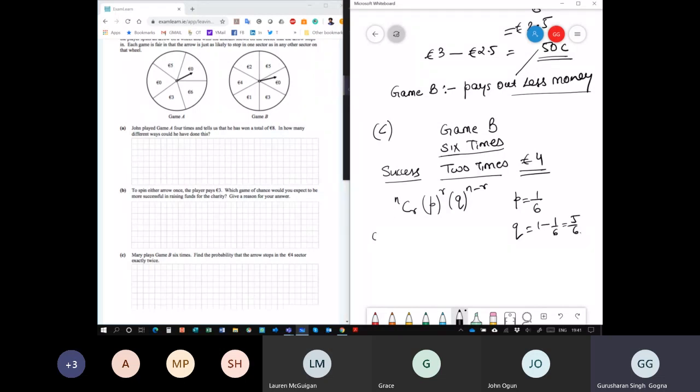So, n is 6, nCr where r is 2, p is 1 over 6 to the power r, which is 2, q is 5 over 6 to the power 6 minus 2, which is 4. Okay, and then you can use a calculator to solve this question. Okay, but that is the probability you will get.